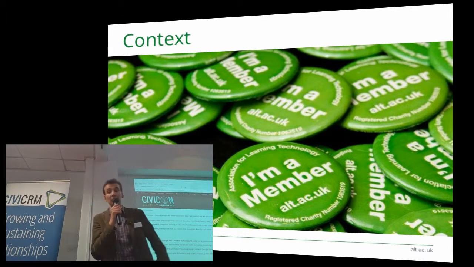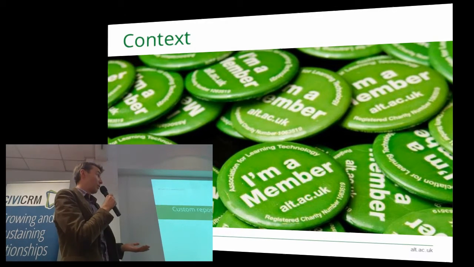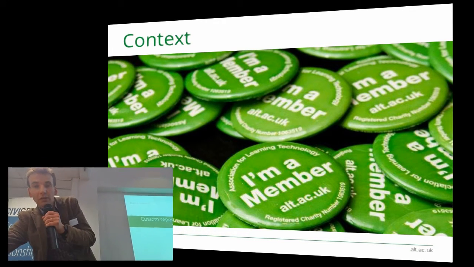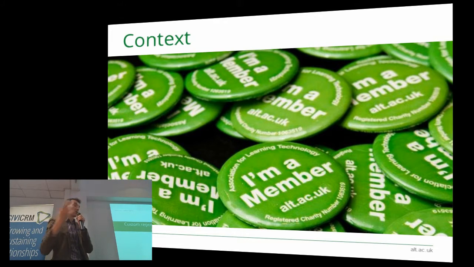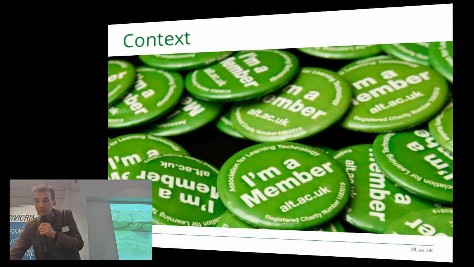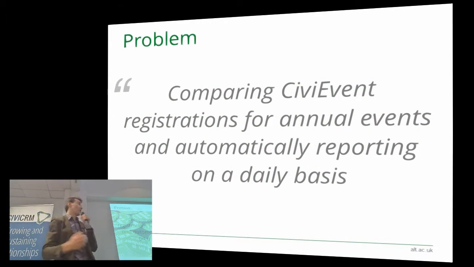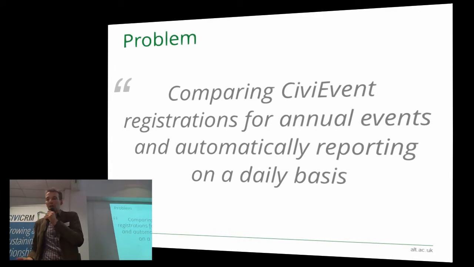We use Civi event for the bookings, but one of the challenges we've got is, how do we monitor the event from year to year in terms of performance of bookings? The problem we've got is that you can obviously go into Civi report and pull out data.